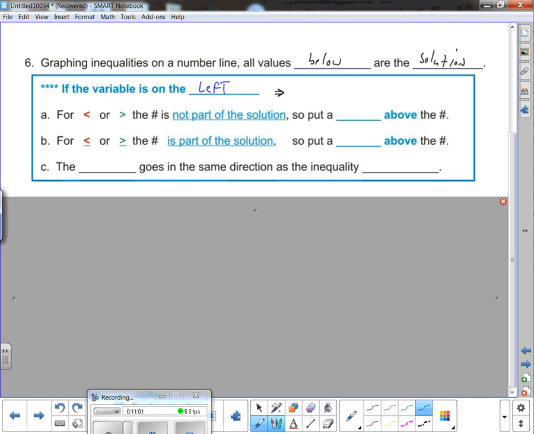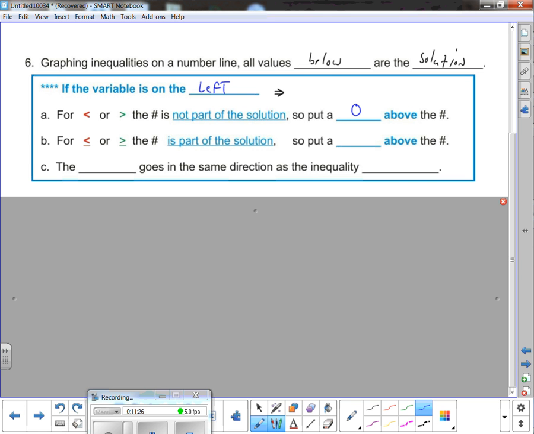So A, for a less than or a greater than, the number is not part of the solution. And again, I'm going to show you this in a moment. The number is not part of the solution, so put a circle above the number. The open circle signifies that what is below it does not belong to the solution.